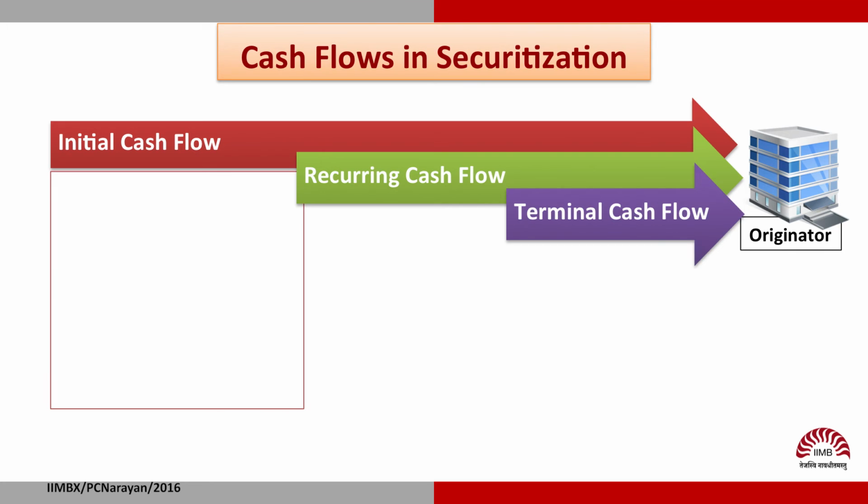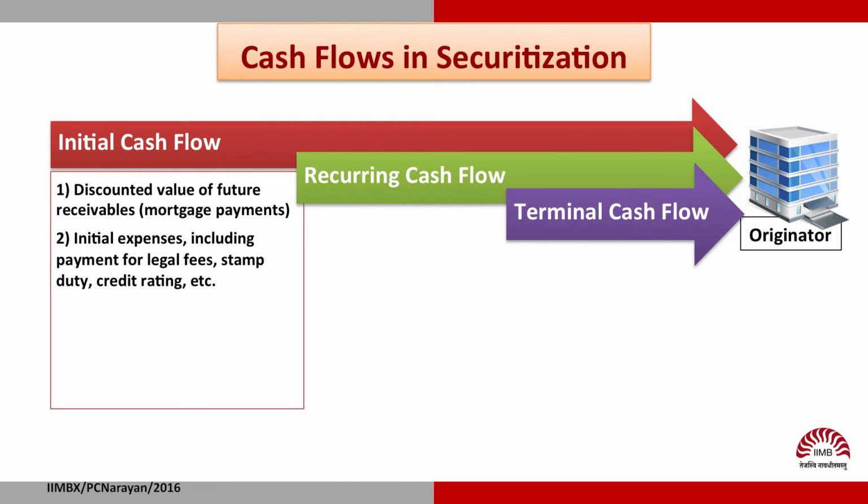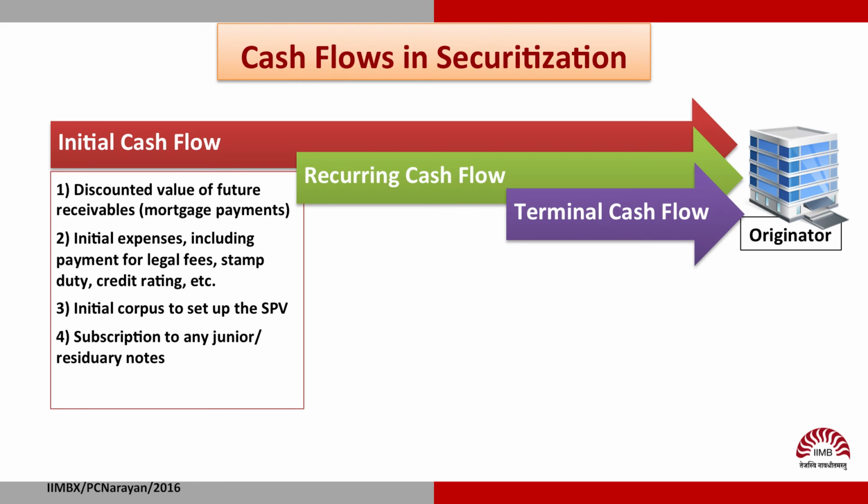The initial cash flows will include, first, discounted value of future receivables such as mortgage payments. Second, the initial expenses including payment of legal fees, stamp duty, credit rating, etc. Third, the initial corpus to set up the SPV. Fourth, subscription to any junior or residuary notes, which we will discuss in a later session. And fifth, tax on accelerated income.